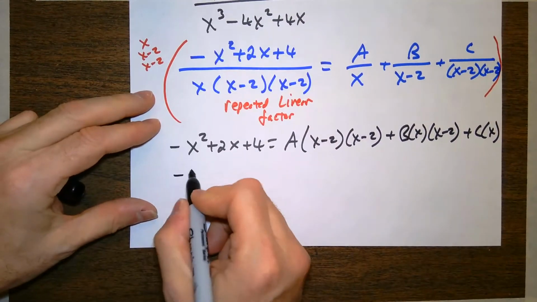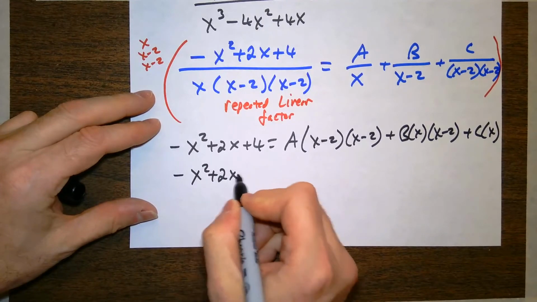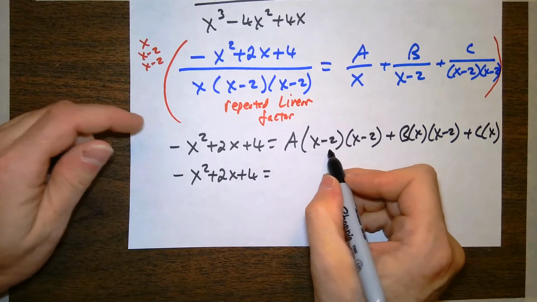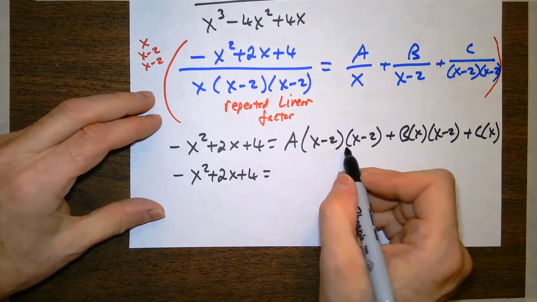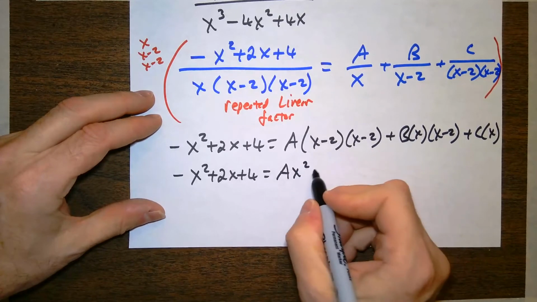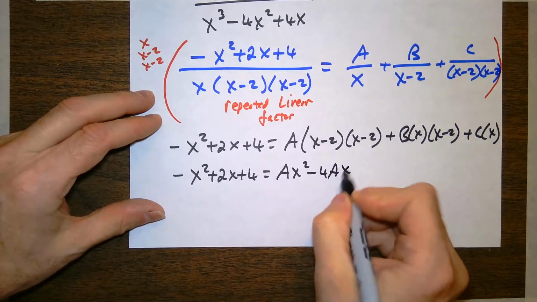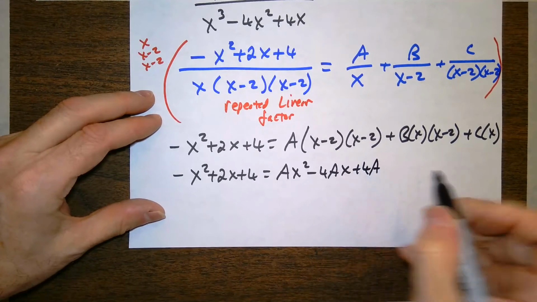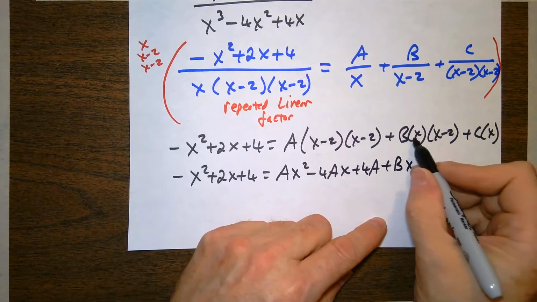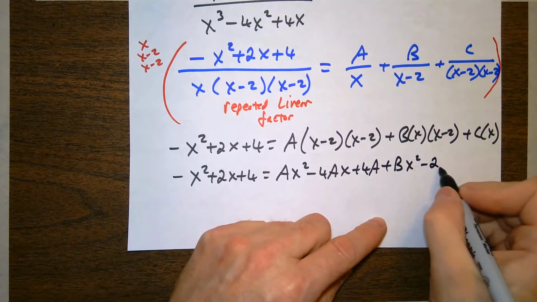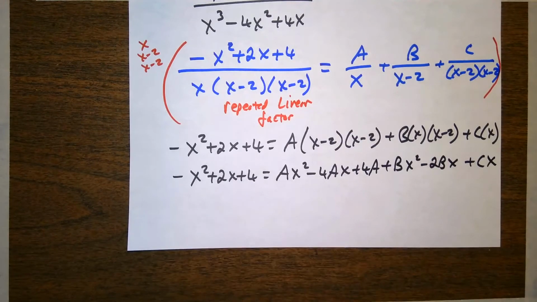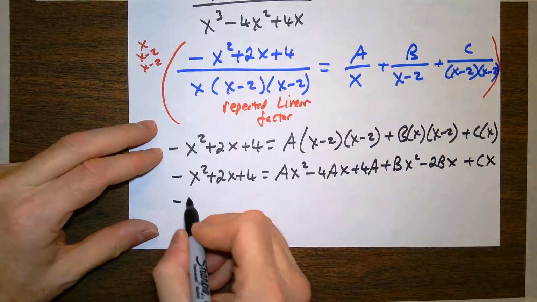Here we go. Negative x squared plus 2x plus 4 equals, if I FOIL those out, I'm going to get x squared minus 4x plus 4. If I distribute the a, I will get ax squared, and then minus 4ax and plus 4a, plus bx times x is bx squared. Bx times negative 2 is negative 2bx, plus cx. Group them together. I want to match up the coefficients.